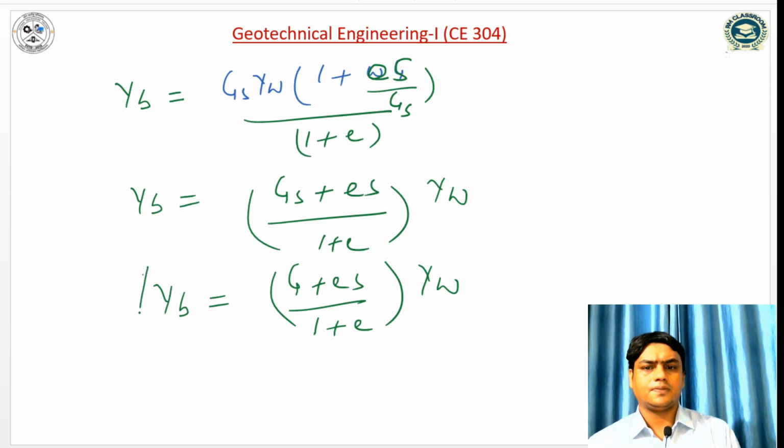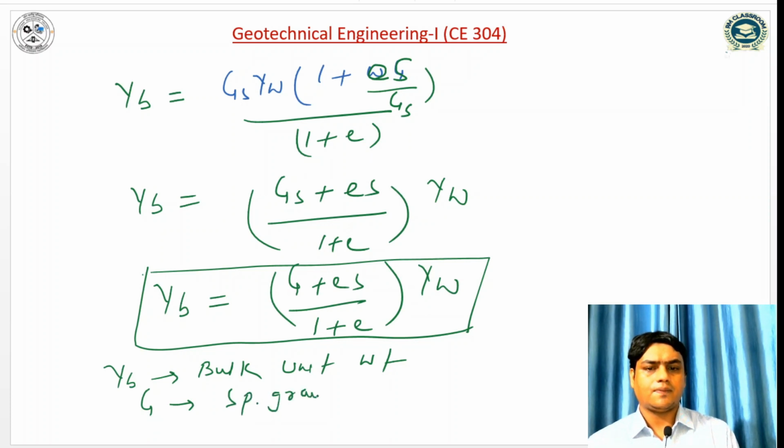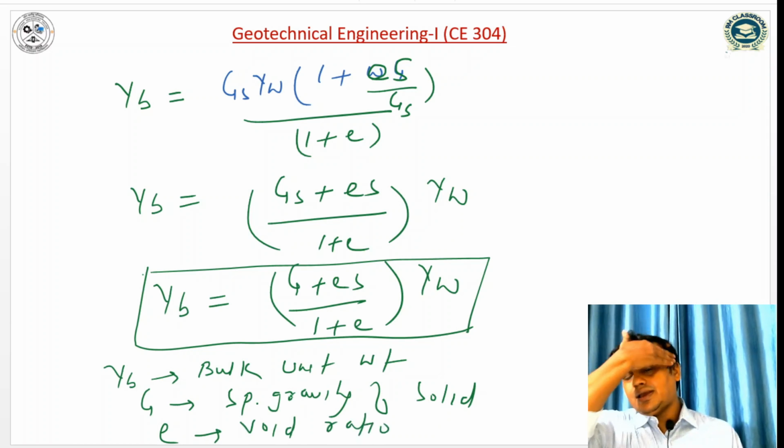So this is the expression of bulk unit weight, where gamma B is the bulk unit weight, G is the specific gravity of solid, e is the void ratio, and S is the degree of saturation.